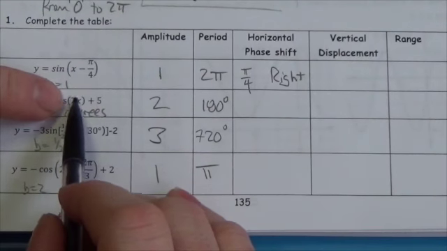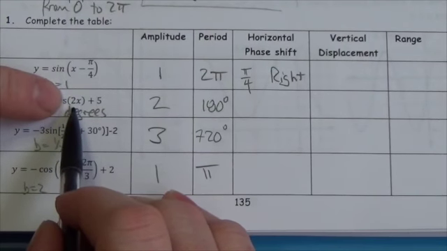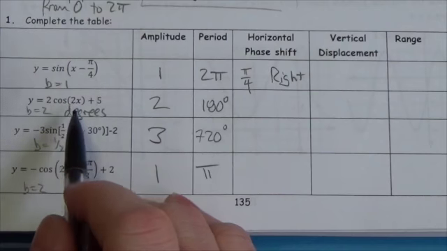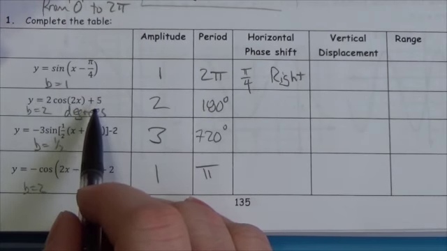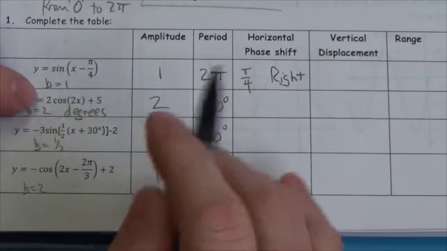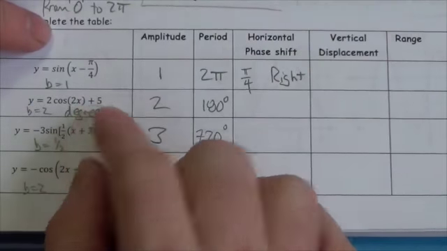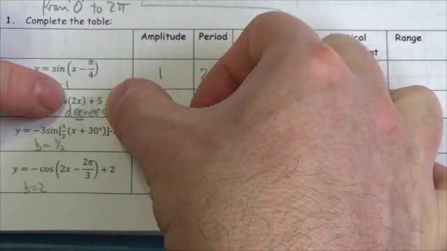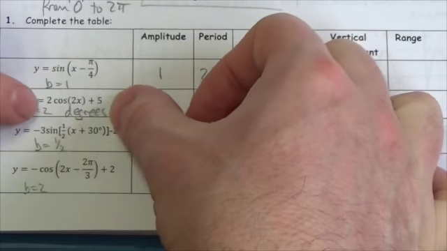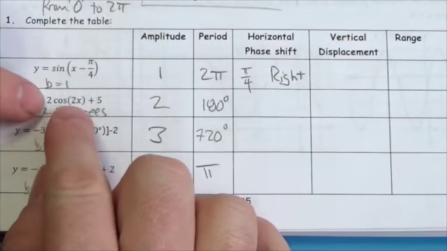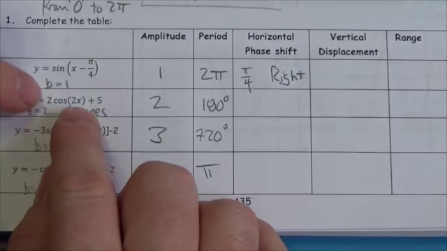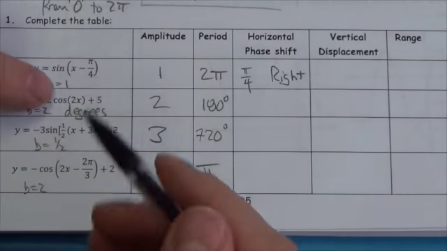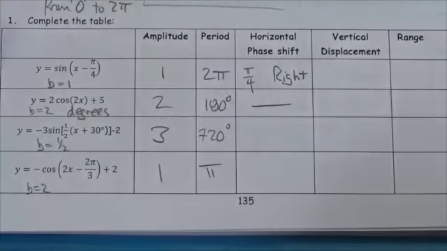Here, notice that there is nothing that I'm adding or subtracting to the x. Now, don't say +5. Please don't do that. That 5 is outside. Order of operations would dictate that +5 happens after I evaluate the cosine. That is not being added to the x. That is being added to 2 times the cosine of 2x. That doesn't happen until quite a bit after we deal with that. So there is nothing here. There's no horizontal phase shift.